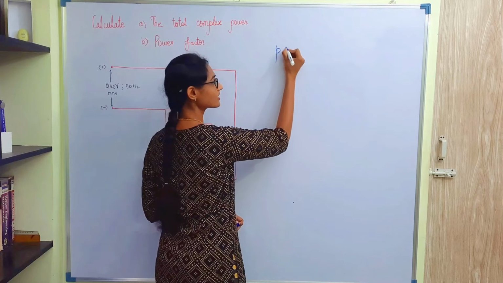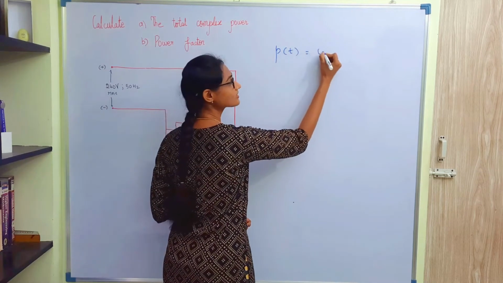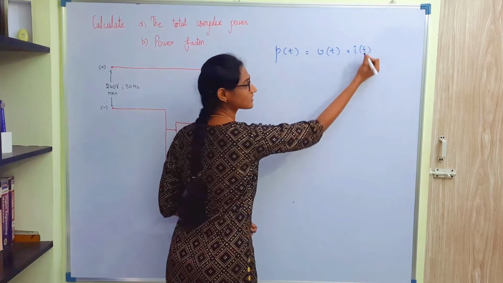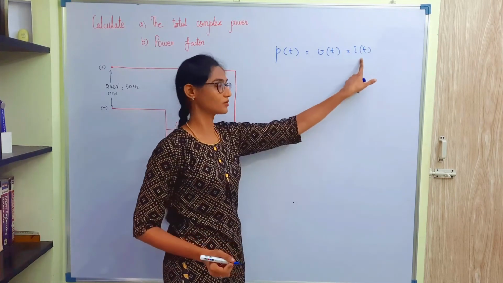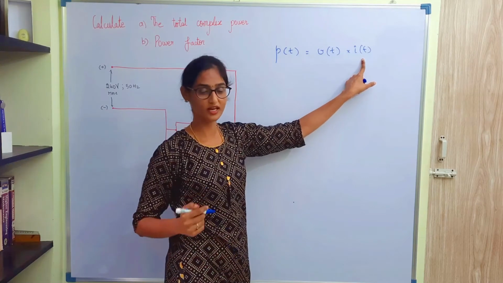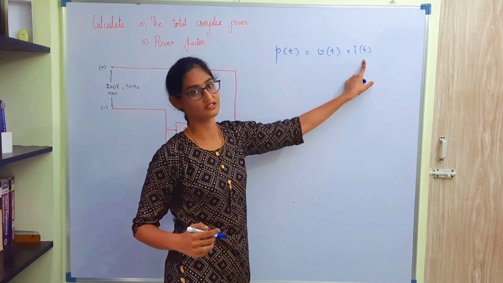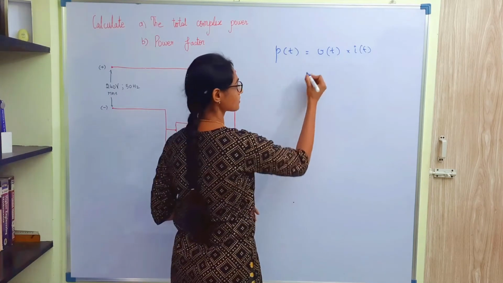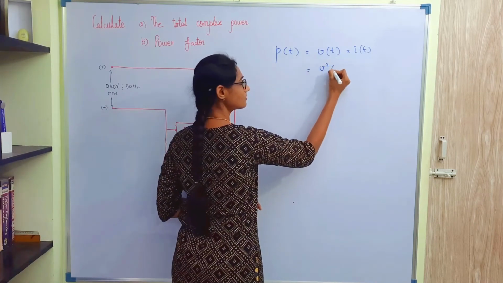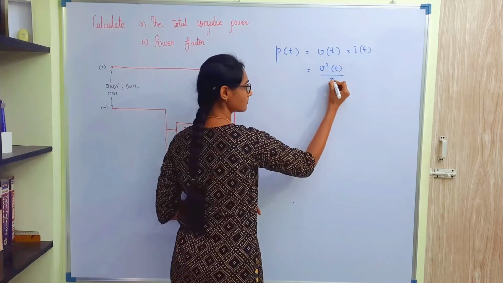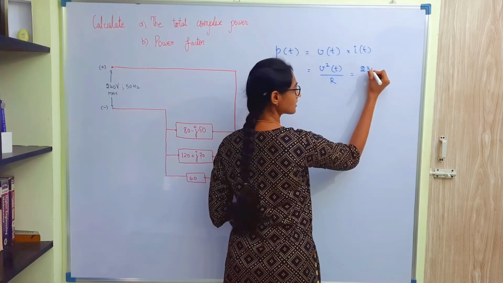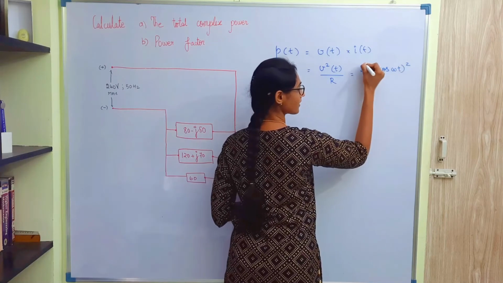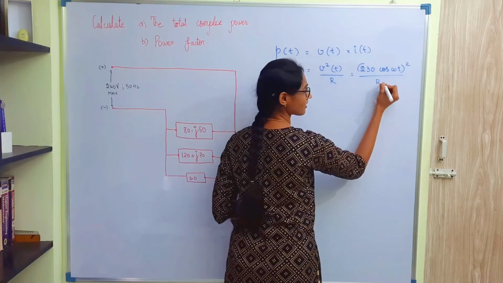We all know that instantaneous power is instantaneous voltage times the instantaneous current, right? We do not know the current because we need to calculate it based on the load's ratings. So we only know the voltage that is supplied to it. So this will be V squared of t divided by R. This is (230 cos omega t) whole squared divided by R.